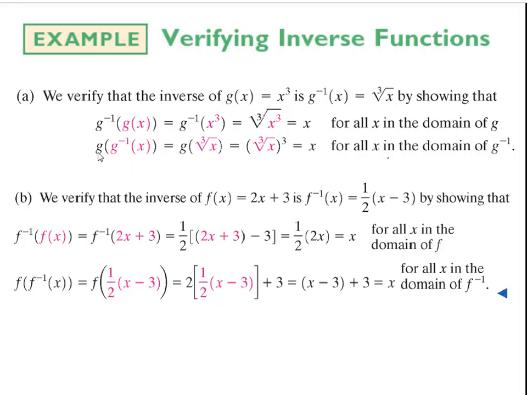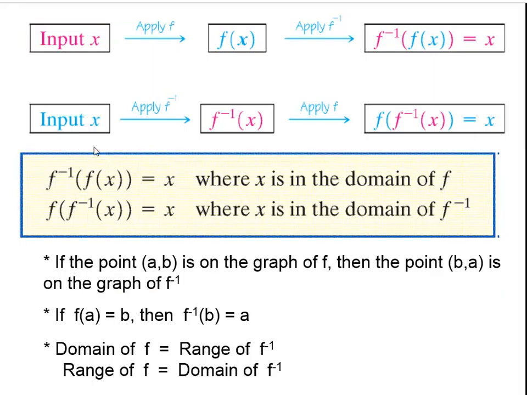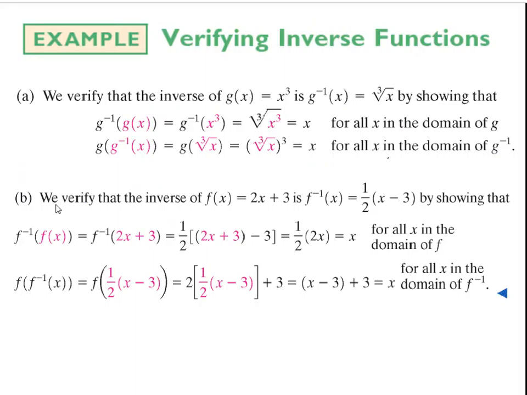And if I go the other direction, the same thing. If I do g composed with g inverse, I'm going to get g evaluated at the cube root of x. That's the cube root cubed, and those undo each other, and I get just x. So here's a quick illustration of that definition, of that prior slide: the function and its inverse undoing each other.